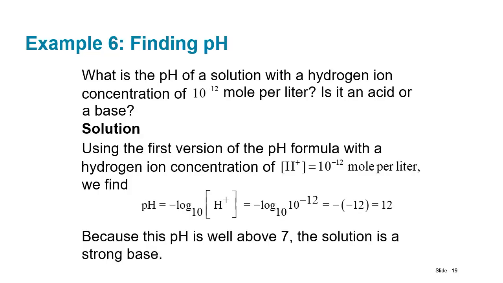So what is the pH of a solution with a hydrogen ion concentration of 10 to the negative 12? You just plug these things in. You put in 10 to the negative 12 for H plus, and you take the negative log base 10 of 10 to the negative 12. The log base 10 of 10 to a power just gives you the power, so you get negative 12, and with the negative sign, you get 12. So it's a pH of 12. And because that's well above 7, we know that that's a strong base.